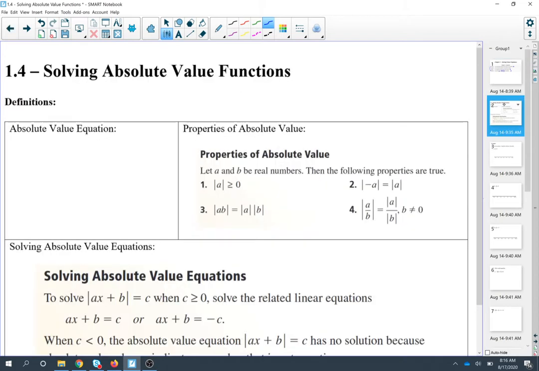Now, 1.4, solving absolute value functions. First of all, let's define an absolute value function, or I'm sorry, an absolute value equation, which is an equation that contains an absolute value expression.